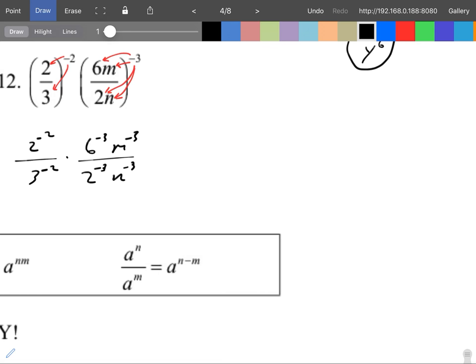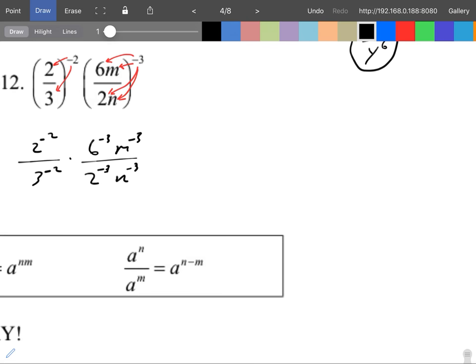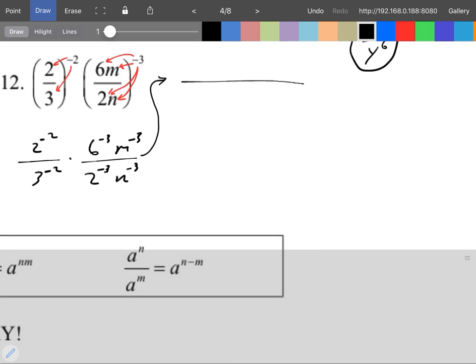So if it's in the denominator with a negative power, put it on top, change the power from negative to positive. All right. If it's in the numerator with a negative power, put it in the denominator, change the power from negative to positive. So let's do that. So I'm going to come over here. So up here, I'm going to, let's see, what am I going to do?